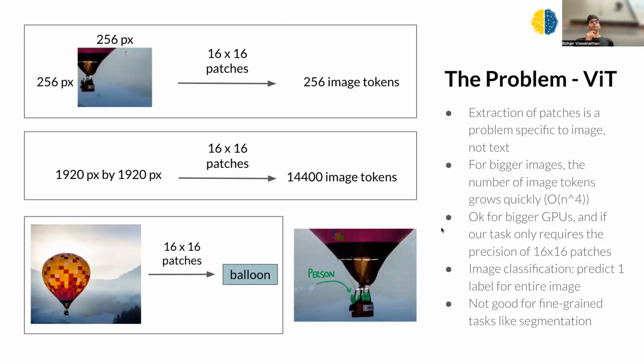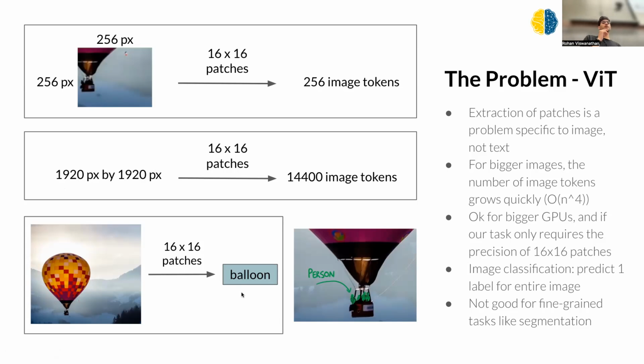This leads to a little bit of a problem, right? If we have a 256 by 256 pixel image and we're using 16 by 16 patches, that results in 256 image tokens, right? If we break this into 16 by 16 patches, that's how many tokens we end up generating. Now, if we have a 1920 by 1920 pixel image, and we use these 16 by 16 patches, we have a couple more image tokens, right? We've expanded this significantly. And that's all right if we're doing tasks like trying to find what the general gist of an image is, right? What is this an image of? Well, we can classify this as a balloon.